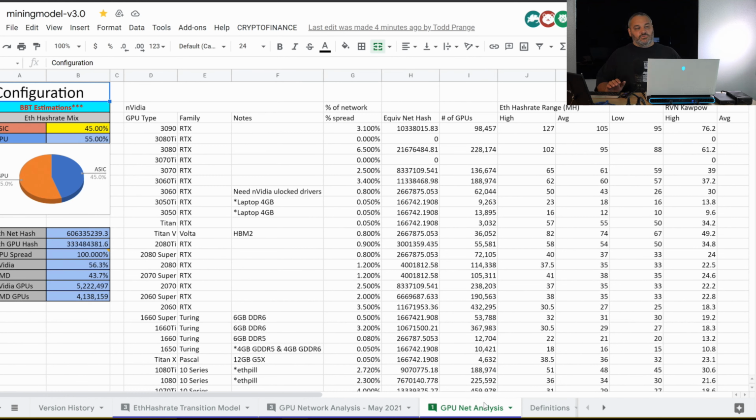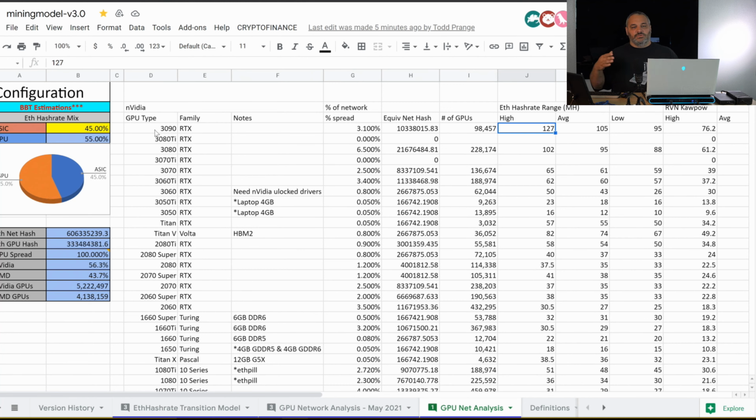GPU net analysis. This very first tab, I have it set as a configuration because it's going to have some settings as we go deeper into the model. I have every major GPU family type, be it NVIDIA or AMD, listed in the model. You can see there the 3090s. I do have placeholders for the 3080 Ti and 3070 Ti. There are some basic notes here. This network spread we'll get into, where that's coming from, the equivalent net hash of that spread, and the total mega hash that these cards put out on average.